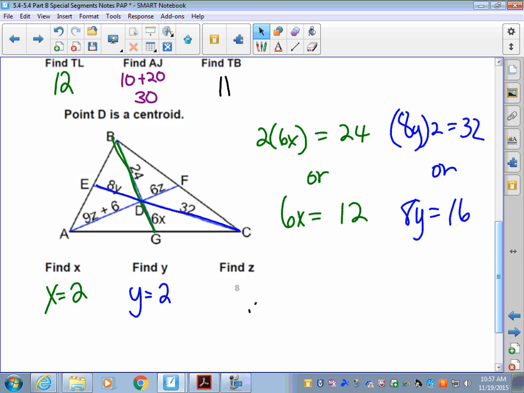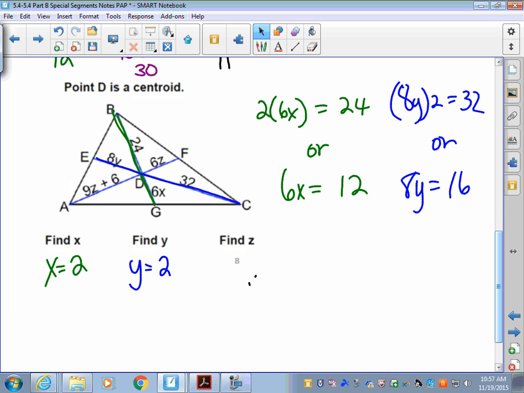All right, try the Z. So we go 9Z plus 6, and we have 6Z. So how can I set this one up? 2 times 6Z.